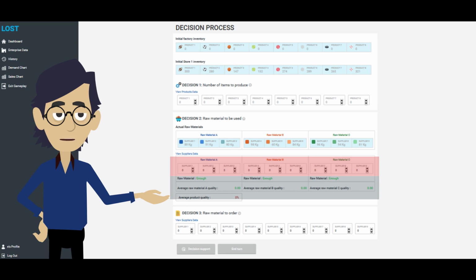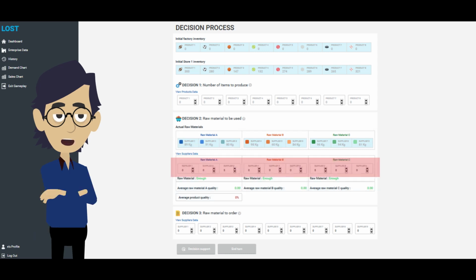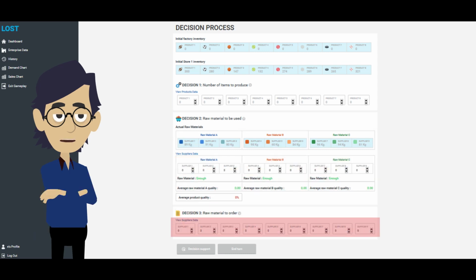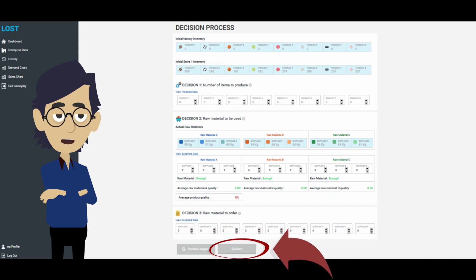They will indicate if the quantity of raw material is sufficient, the quality of each type of raw material, and the total quality of the production run. Finally, the last line asks you to specify if you want to place an order to your different suppliers. When you finish making your decisions, click on the button, End Turn.